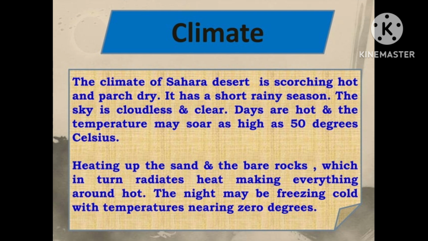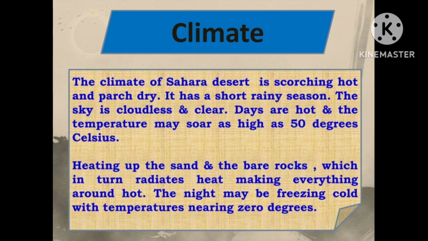The climate of Sahara Desert is scorching hot and parched dry. The climate is hot because the Sahara Desert lies near the equator. Also, it receives very less rainfall, due to which the soil does not get any moisture and the soil breaks down into very small particles and is converted into sand. So that's why the climate is scorching hot and parched dry.